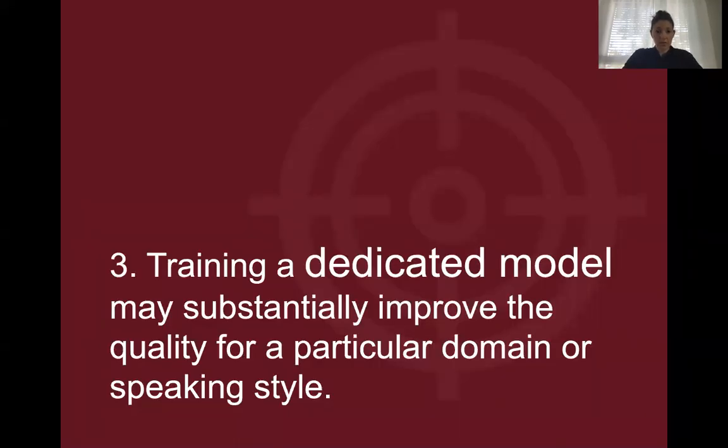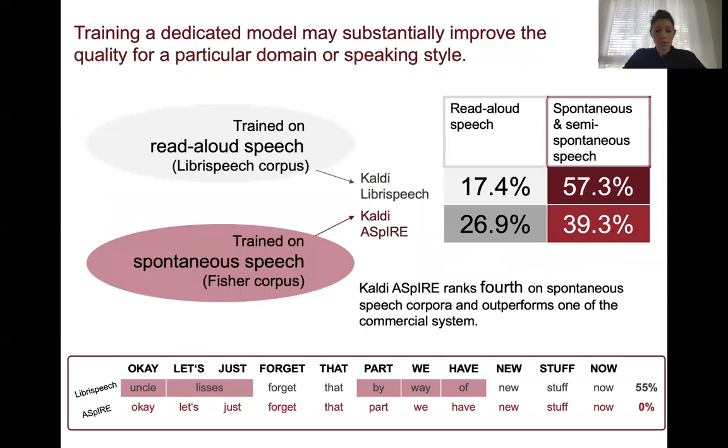Training a dedicated model may substantially improve the quality for a particular domain or speaking style. We could see this on the example of Kaldi. In our comparison, Kaldi has the 6th position in our general comparison. But when we took only one model, Kaldi Aspire, trained on spontaneous speech, Fisher corpus, and we evaluated it on spontaneous speech corpora, it ranked 4th and outperformed one of the commercial systems.